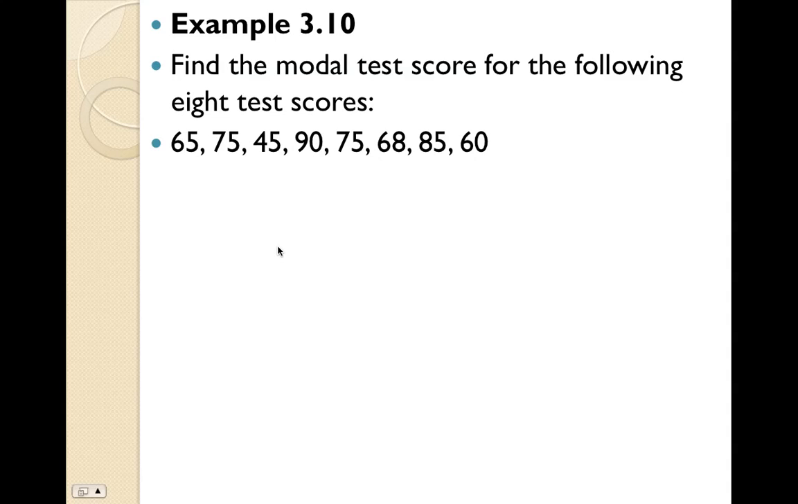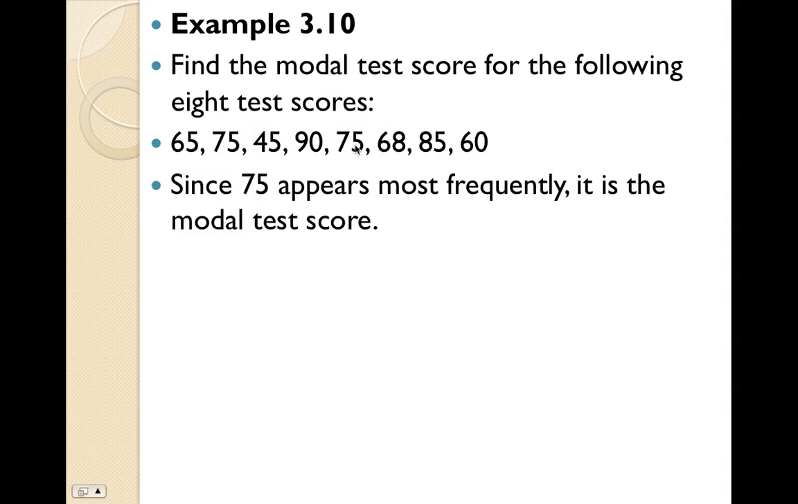So we can see here that 65 only appears once, 75 appears twice, 45 appears once, 90 appears once, 68 appears once, 85 appears once, and 60 appears once. So 75, because it appears twice, is considered the mode, the modal test score.